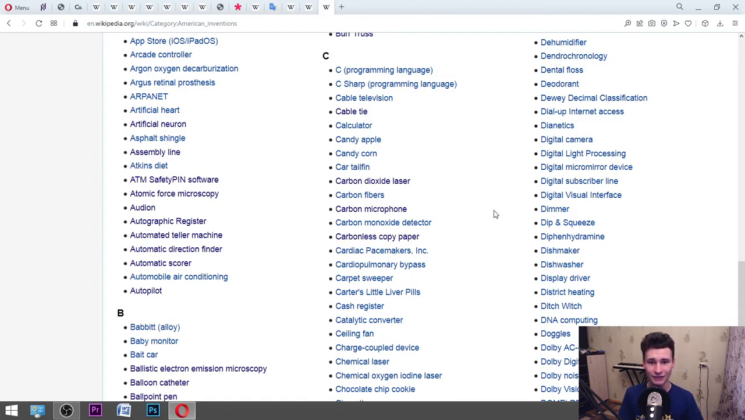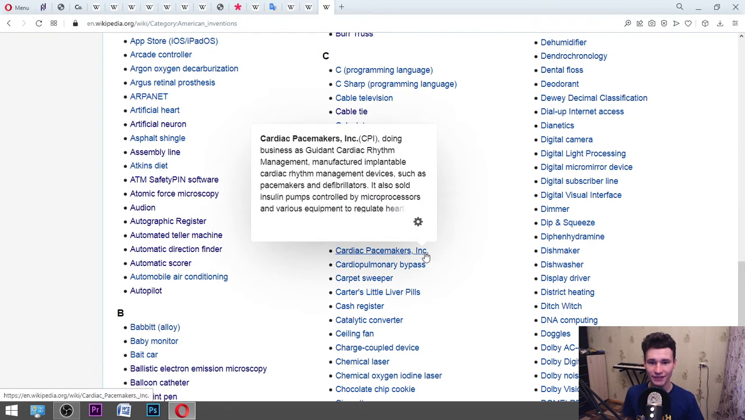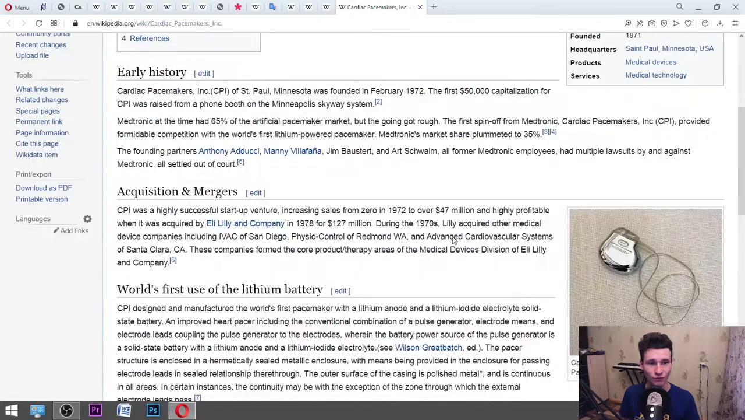Okay, let's go next. It is cardiac pacemakers. Cardiac Pacemakers Incorporated, CPI, doing business as Guidant Cardiac Rhythm Management, manufactured implantable cardiac rhythm management devices such as pacemakers and defibrillators. Wow, new words for me, by the way.